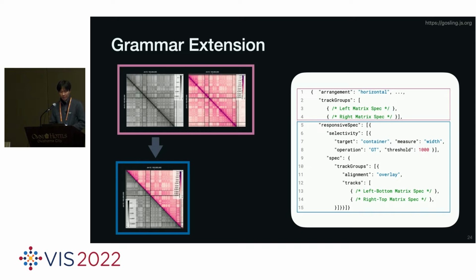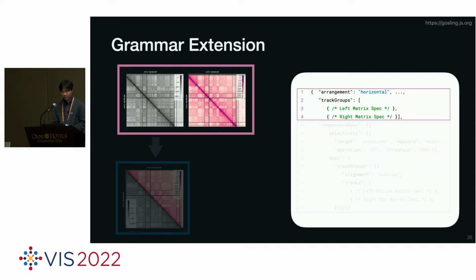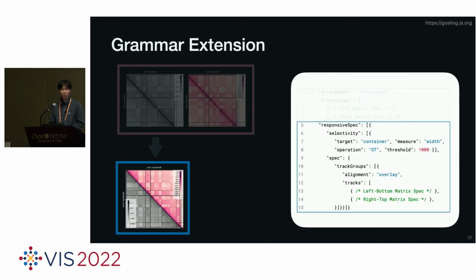In the grammar, we enabled responsive designs by allowing users to define sets of logical conditions based on screen resolutions and aspect ratios, and users can also define corresponding alternative specs. So depending on the logical condition, the original specification or the alternative ones can be used for rendering visualization depending on the screen resolutions.